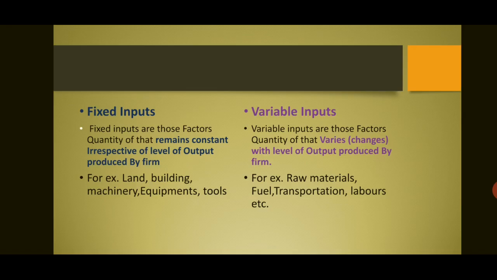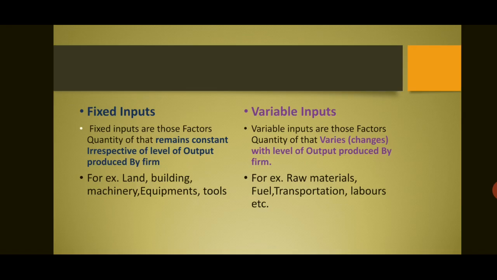So labor and materials are variable with output, but machinery is fixed. So here is the difference between fixed inputs and variable inputs. Variable inputs are those factors whose quantity varies, that is changes, with the level of output produced by the firm. The more output we produce, the more the input will change accordingly.